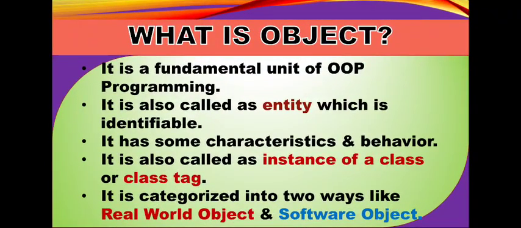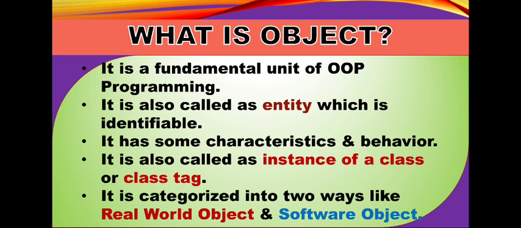So already in chapter 1 we have learned the definition of object. So again we are discussing here what is object. Now object is the fundamental unit of programming, and it is also called an entity which is identifiable, and object has some characteristics and behavior. Object is also called an instance of a class or class type. And object is categorized in two ways, like a real world object and software object.